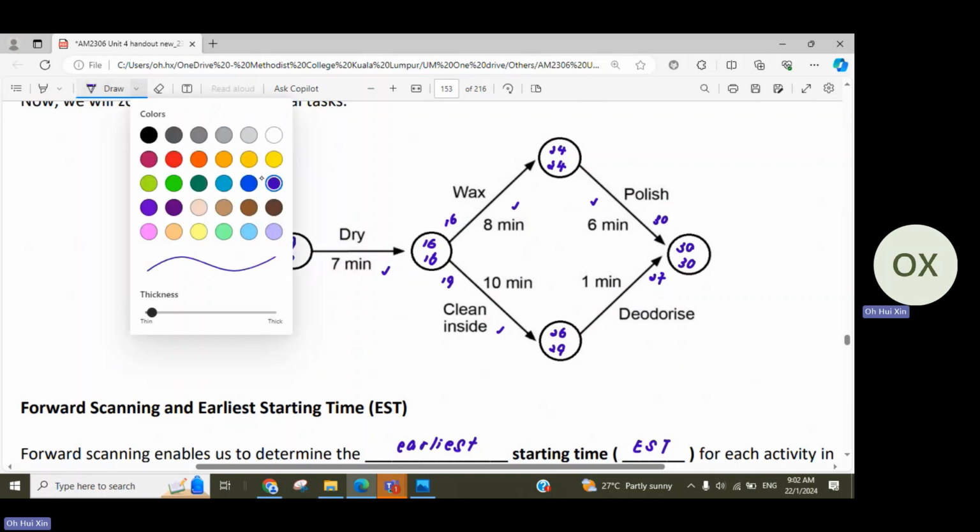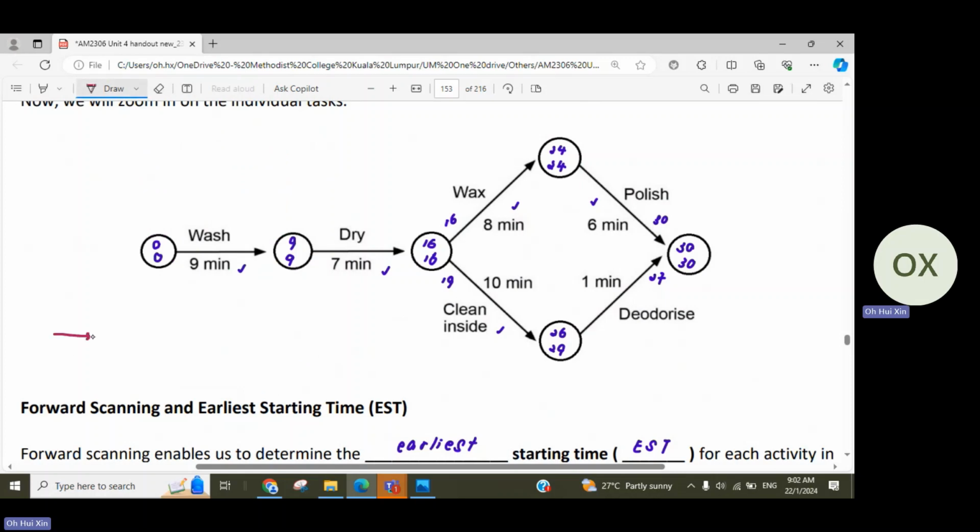Okay, so when we are looking at this, some tips that you can write down: when you are doing your EST, which means your forward scanning just now, how do you decide the top number? When you have two choices, you pick the larger one. So when you do your EST for forward scanning, you pick the bigger number, like just now, among 30 and 27, we pick 30. Because the idea is that I need to wait for the other to finish first, then only is it considered complete. So pick the bigger one.